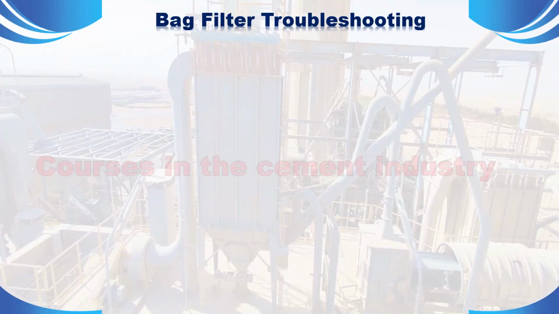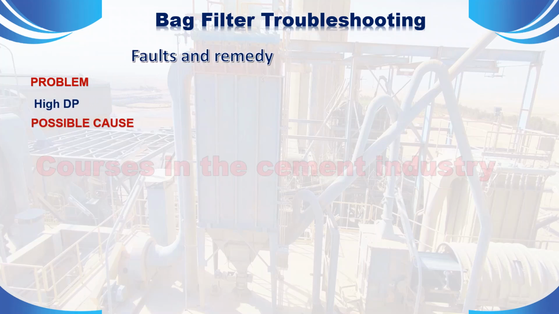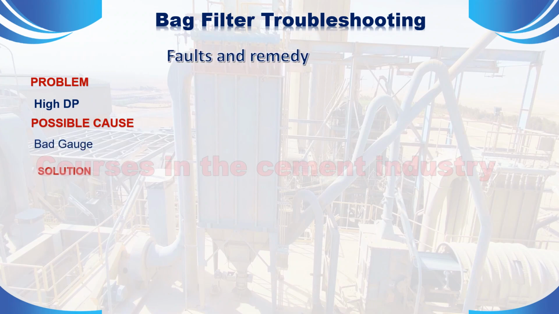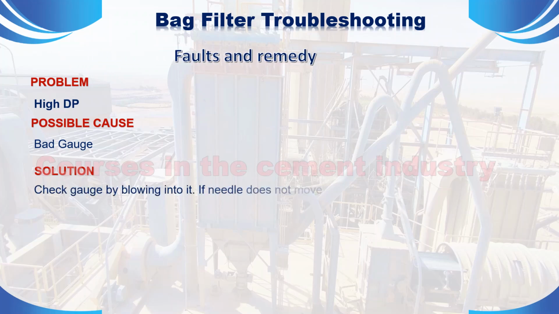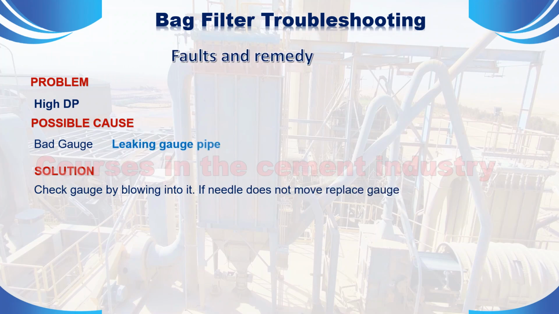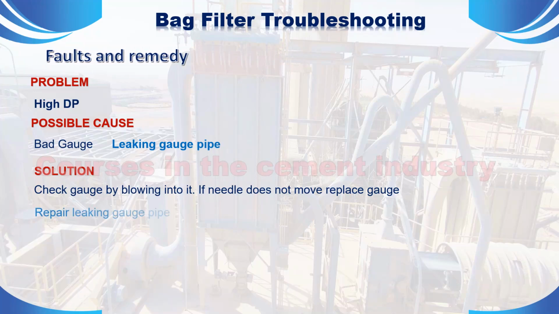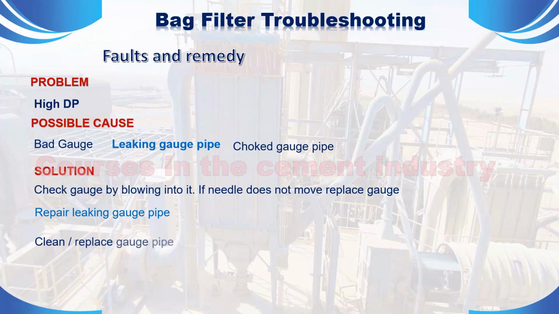Bag filter troubleshooting. Faults and remedy. Problem: high delta P. Possible causes: 1. Bad gauge. Solution: check the gauge by blowing into it. If the needle does not move, replace the gauge. 2. Leaking gauge pipe. Repair the leaking gauge pipe. 3. Choked gauge pipe. Clean or replace the gauge pipe.